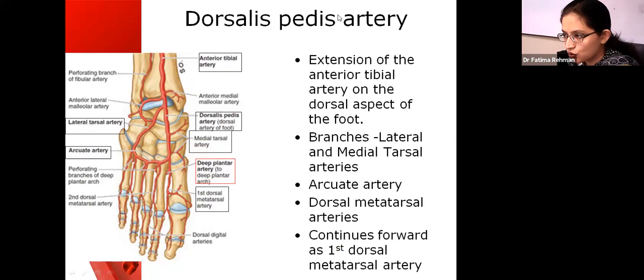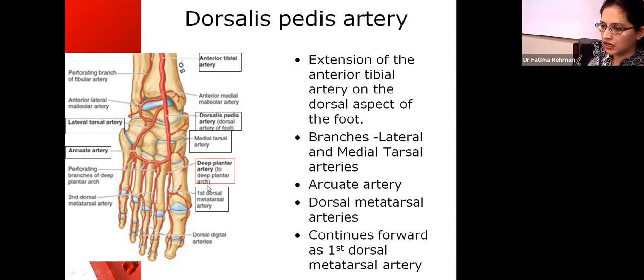Deep plantar artery joins with what? At the dorsal aspect, the deep plantar artery joins the dorsal arterial arch by joining the metatarsal arteries, the dorsal metatarsal arteries. Okay.